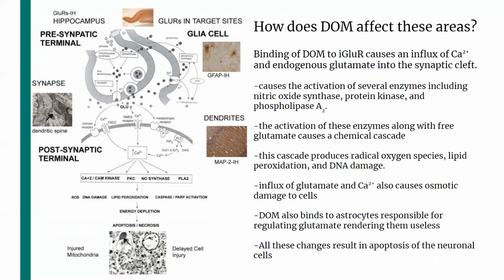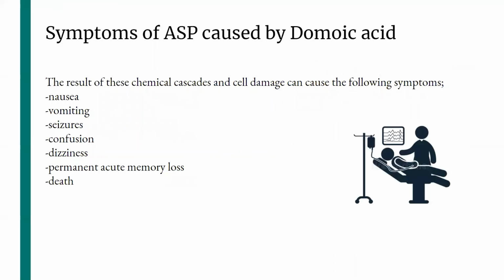To compound these effects, domoic acid also binds to the astrocytes responsible for regulating glutamate, so the cascade goes uninhibited. All these changes to the chemical environment interrupt mitochondria, leading to a depletion of energy and ultimately apoptosis of the cells. The results of these neuronal cell deaths in the hippocampus and other parts of the body can be severe. Symptoms include nausea, vomiting, seizures, confusion, dizziness, permanent acute memory loss, and even death.